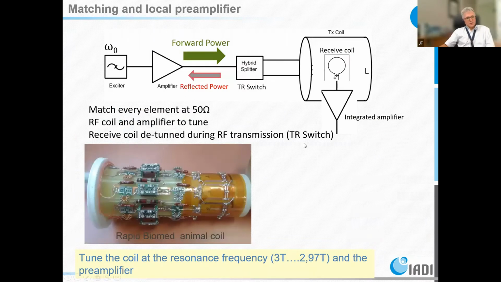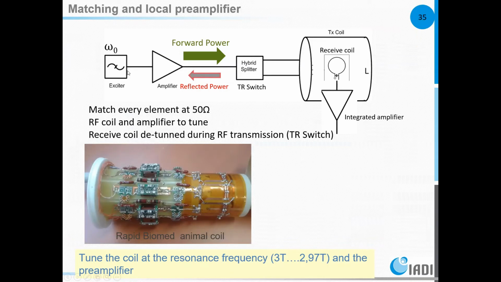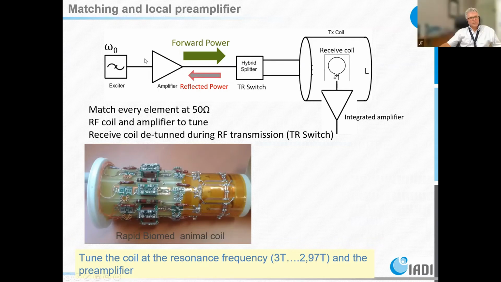Today, the system is changing. This is, for example, an animal coil. What do we see here? The radio frequency is going in both directions to send the radio frequency, and afterwards the receive coil is taking this energy. But what we see here is that in a modern coil you have an integrated amplifier. So you start to amplify the small MR signal to have a higher signal, so you have fewer problems. And what you see here also, we have more than one element.